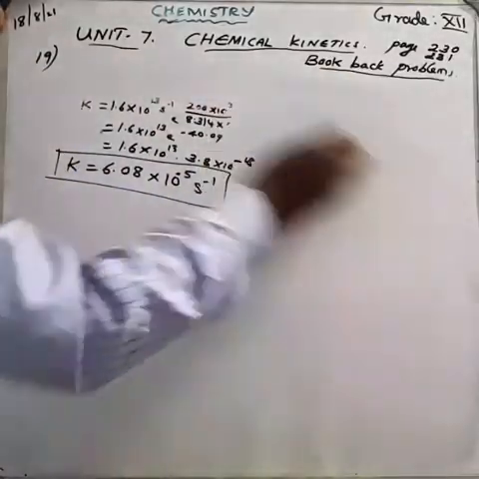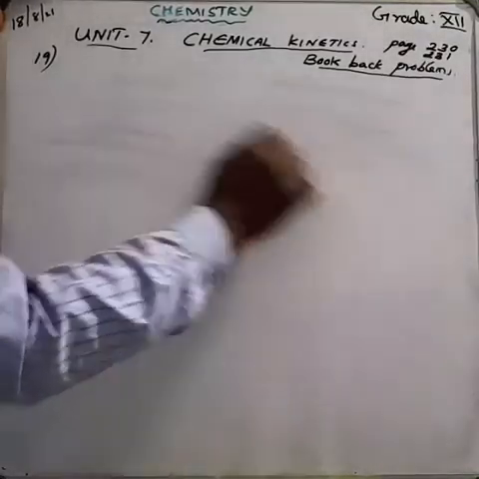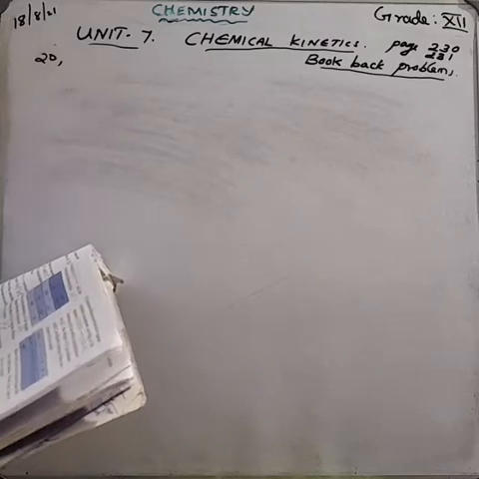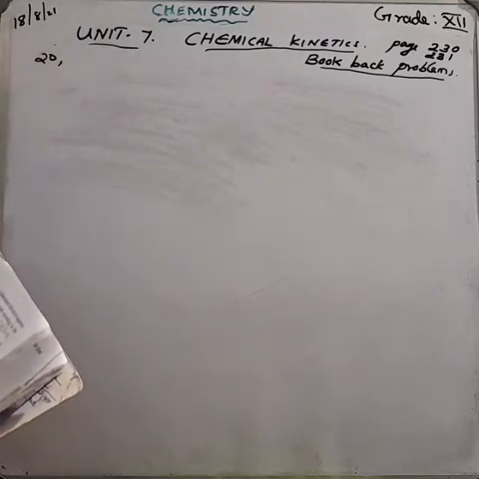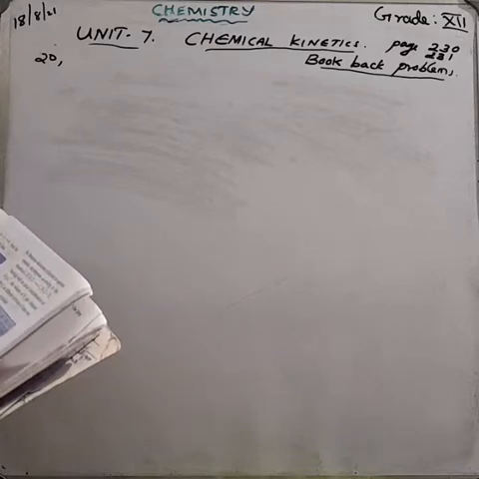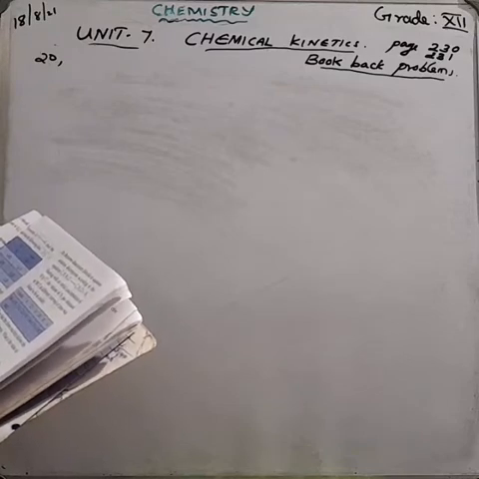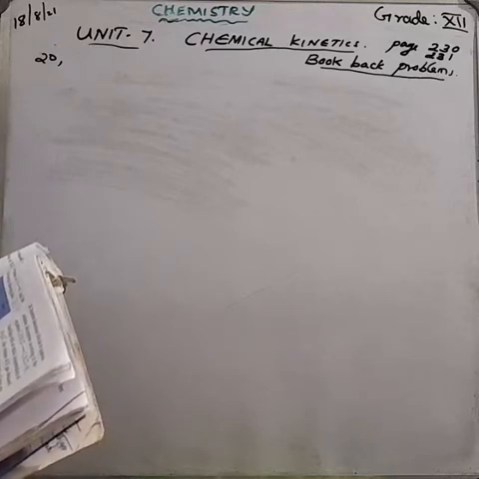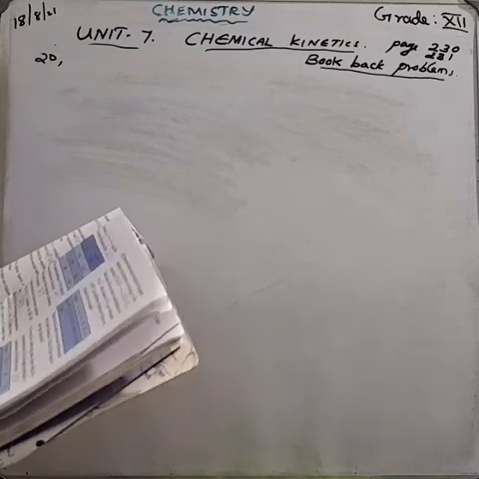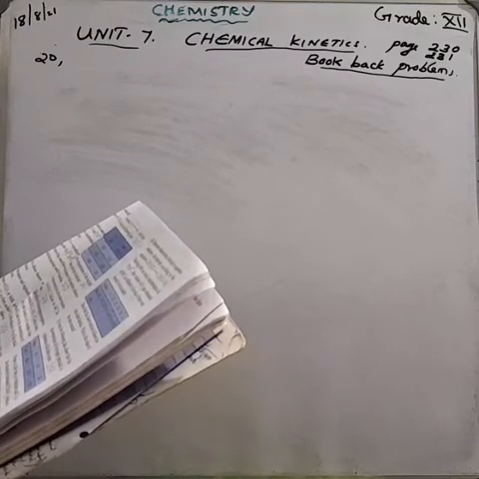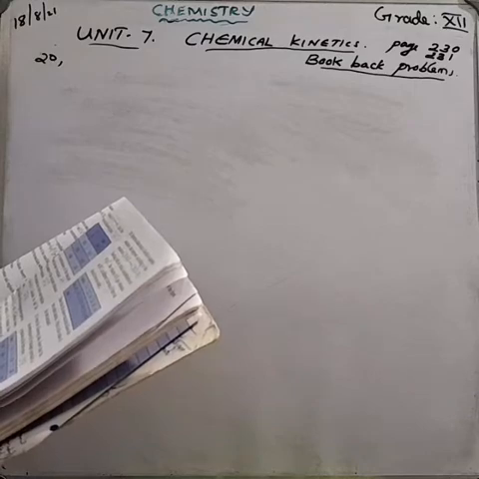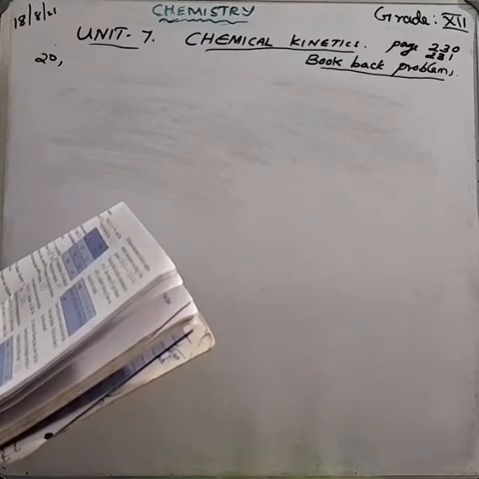Next we have question number 20. You have to read question number 20. For the reaction 2X plus Y gives L, find the rate law for the following data. Here we have a tabular form with X, Y and rate. The X values are 0.2, 0.4, 0.4. The Y values are 0.02, 0.02, 0.08. The rate is 0.15, 0.30, 1.20.